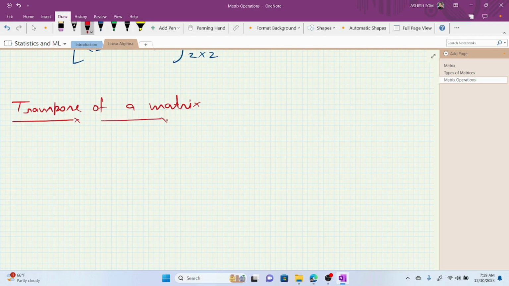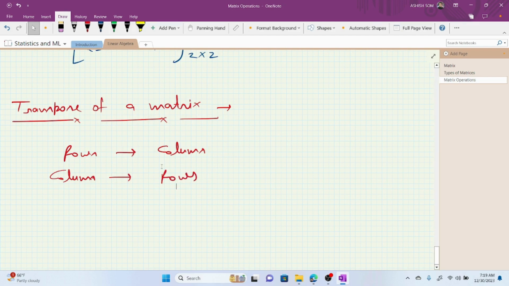Transpose of a matrix. In the transpose of a matrix, the rows are converted into columns and vice versa. The rows get converted into columns, and the columns get converted into rows. If we do this, we call it the transpose of a matrix.